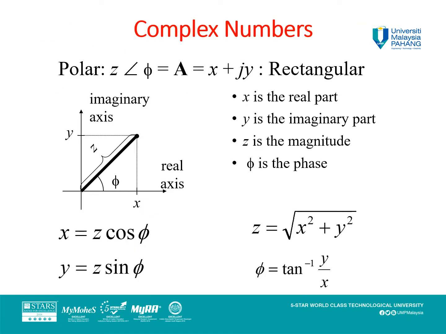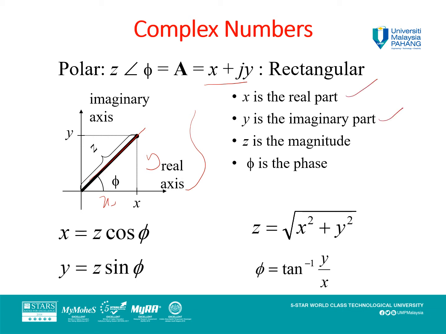Okay, the complex number. From the polar form, you know how the equation looks like. You have polar and you have rectangular here, from the trigonometric, the graphical here. You know x is horizontal, y is vertical, z is the hypotenuse, right? So the equation here: x is the real part, y is the imaginary part.